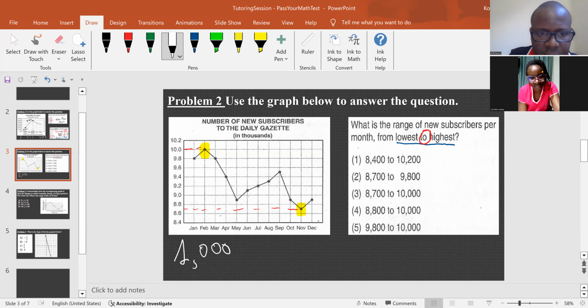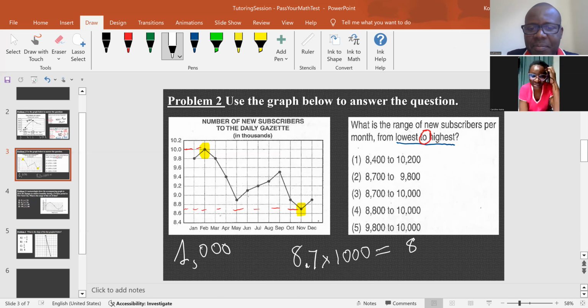so we have here 8.6 and 8.8, we are between. Can you tell me what you think will be the value between 8.6 and 8.8? It's 8.7. Perfect, 8.7. But we're going to multiply this 8.7 by 1,000. What is 8.7 multiplied by 1,000? It's 8,700.